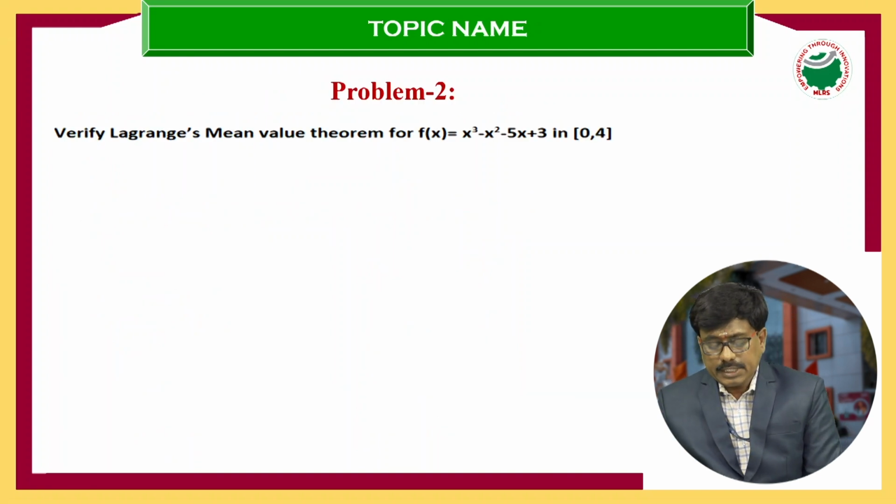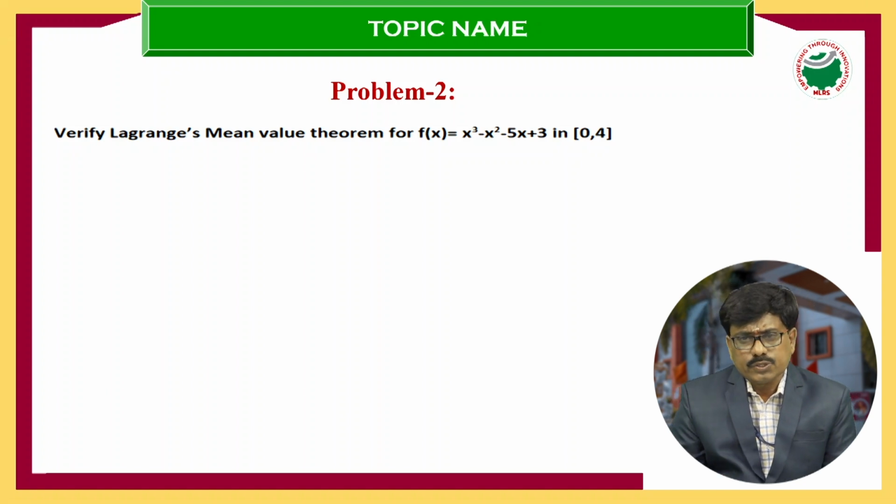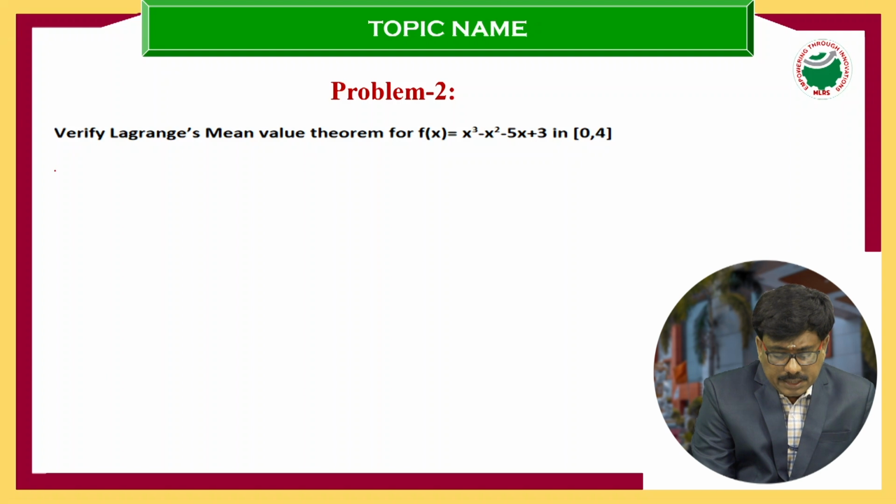Second problem: verify the Lagrange's mean value theorem for the function f of x equal to x cube minus x square minus 5x plus 3 in the closed interval 0 comma 4. This is a polynomial function. You are already familiar with polynomial functions. Polynomial functions are always continuous, and also differentiable. Okay, let us take the function.